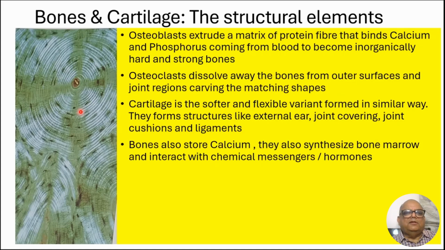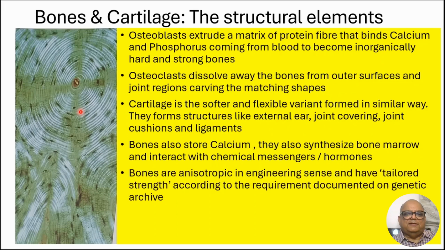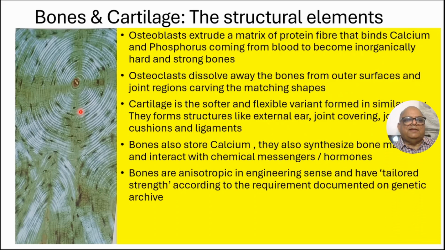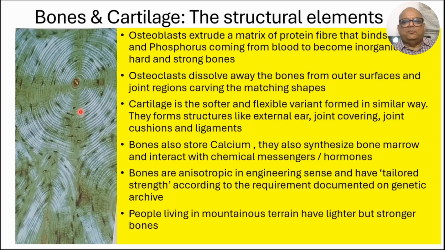The beauty is that all these hardwares in biology are multifunctional always. They have more than one function. Everything. You see, bones are anisotropic in engineering sense, and they have tailored strength according to the requirement documented in the genetic archive. Okay, so they are strong where they are required to be strong. They may not be so strong where they are not required to be strong, and they may lose some weight and become light where it is required to become light.